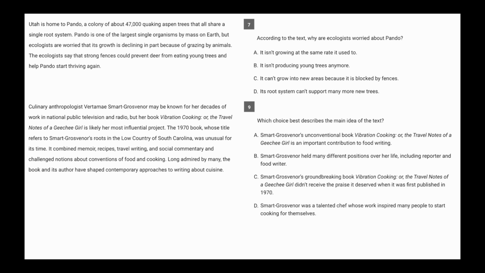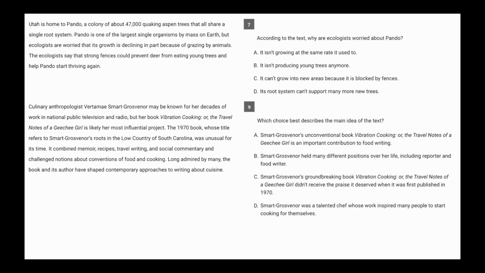Utah is home to Pando, a colony of about 47,000 quaking aspen trees that all share a single root system. Pando is one of the largest single organisms by mass on Earth, but ecologists are worried that its growth is declining in part because of grazing by animals. The ecologists say that strong fences could prevent deer from eating young trees and help Pando start thriving again.